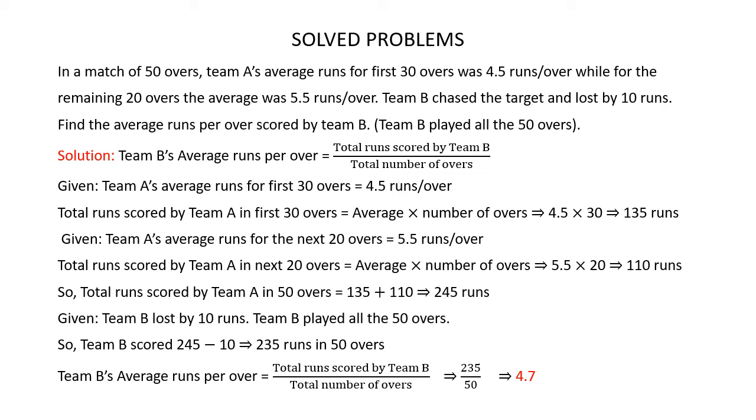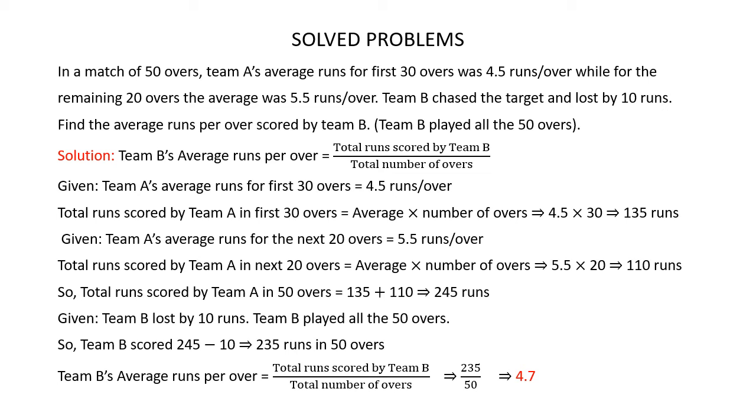In the first 30 overs, Team A scored 135 runs, and in the next 20 overs, Team A scored 110 runs. So total runs scored by Team A in 50 overs is 135 plus 110, which is 245 runs.